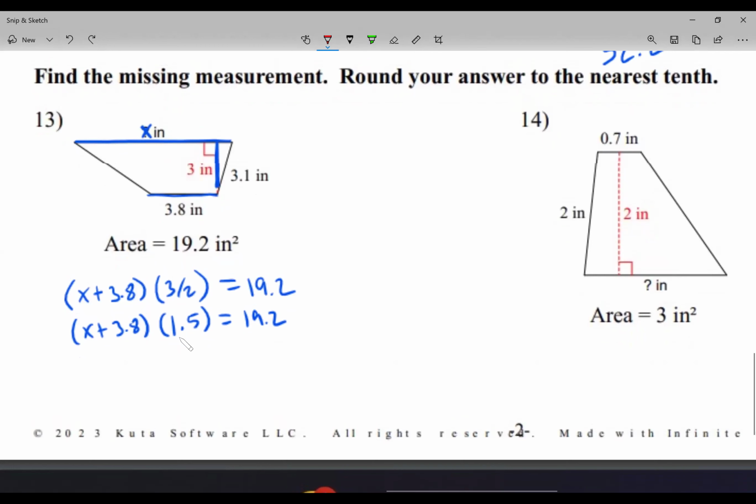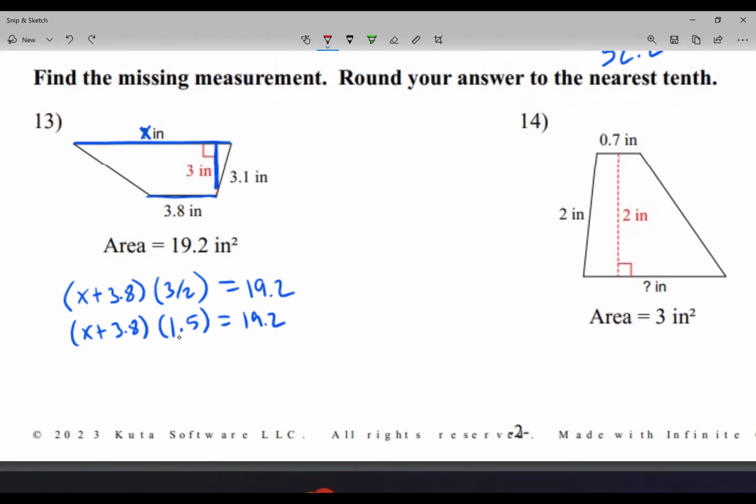Another way we can do is, why don't I get rid of the 1.5? I notice that the two parentheses are being multiplied, so the opposite of multiplication is division. So let me divide both sides by 1.5. Because on the left side, I'm going to have x plus 3.8. I don't use parentheses on this one because it's the only set. But here on the right side, 19.2 divided by 1.5, it is 12.8. Don't round anything yet.